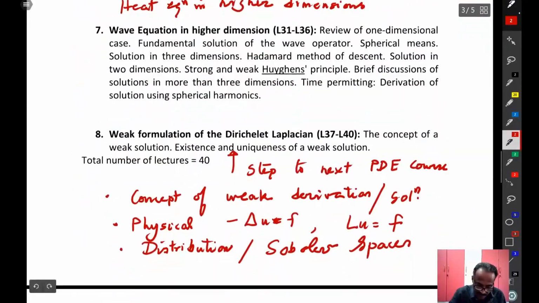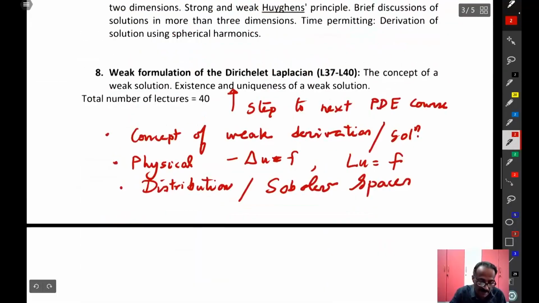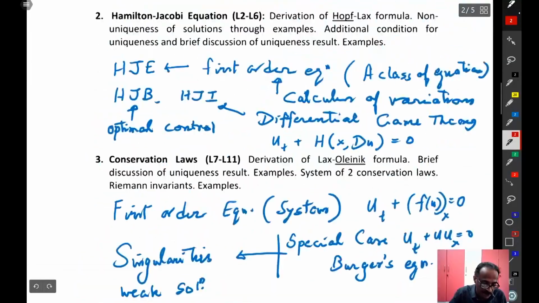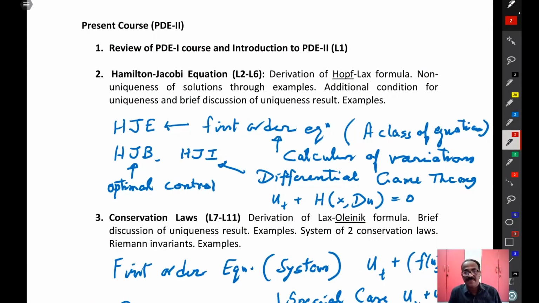So I think I will stop here. We will start our course with Hamilton-Jacobi equations from the next lecture onwards.